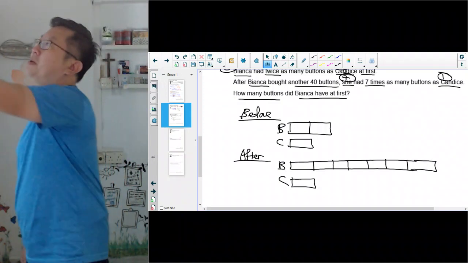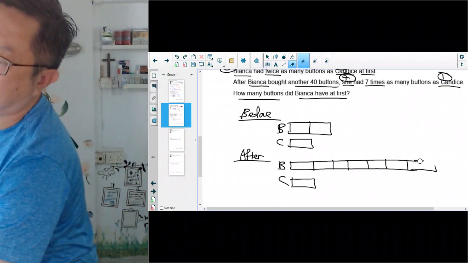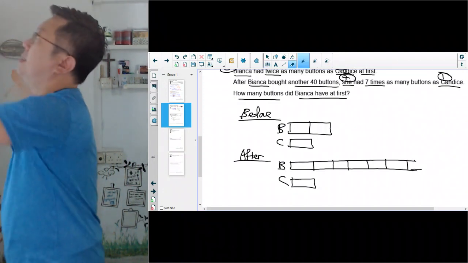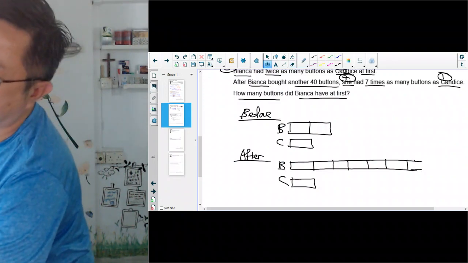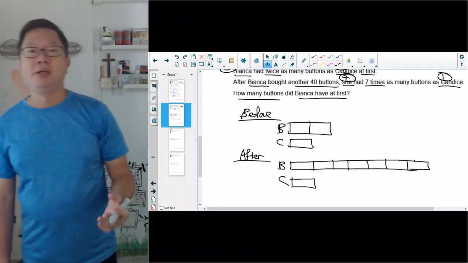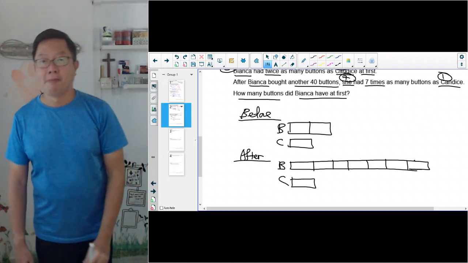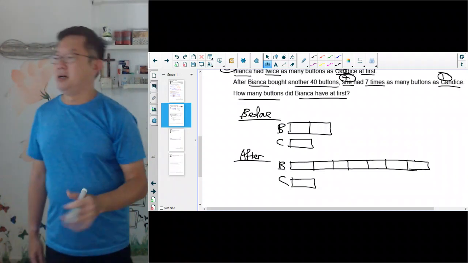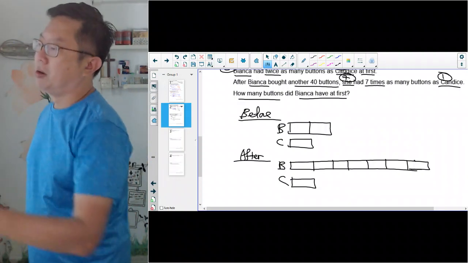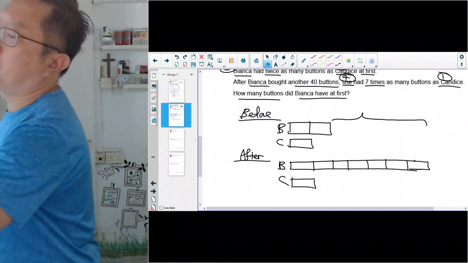So you have to make sure that you draw your model neatly, but you don't have to be perfect in your drawing. Just be neat so that you can understand what you are drawing. Alright, so after Blanca bought another 40 buttons, where do you put that 40 more? You put that 40 more over here.